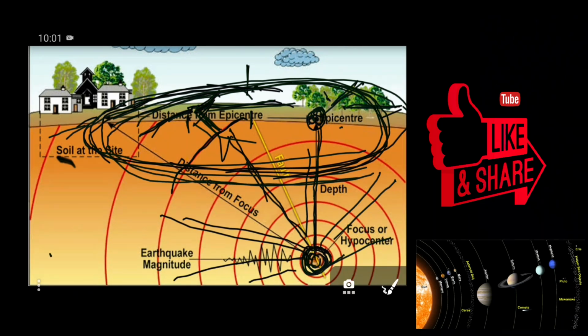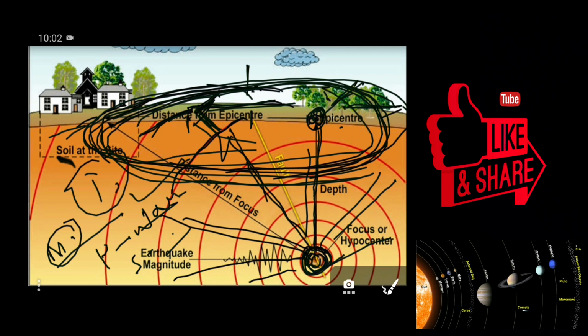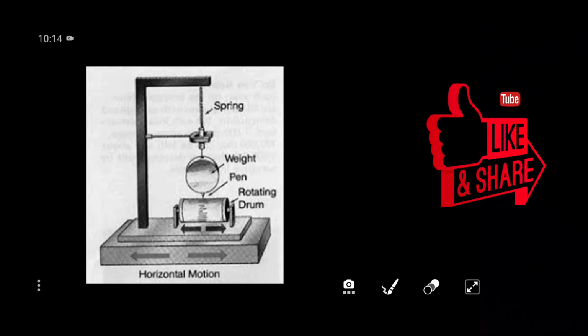Mainly two types of earthquake waves, or seismic waves, are found. One is the primary wave and the other is the secondary wave. These two waves decrease from the epicenter outwards. In order to describe the magnitude of an earthquake, several types of scales have been proposed. The Richter scale is the most commonly used scale to measure earthquakes.